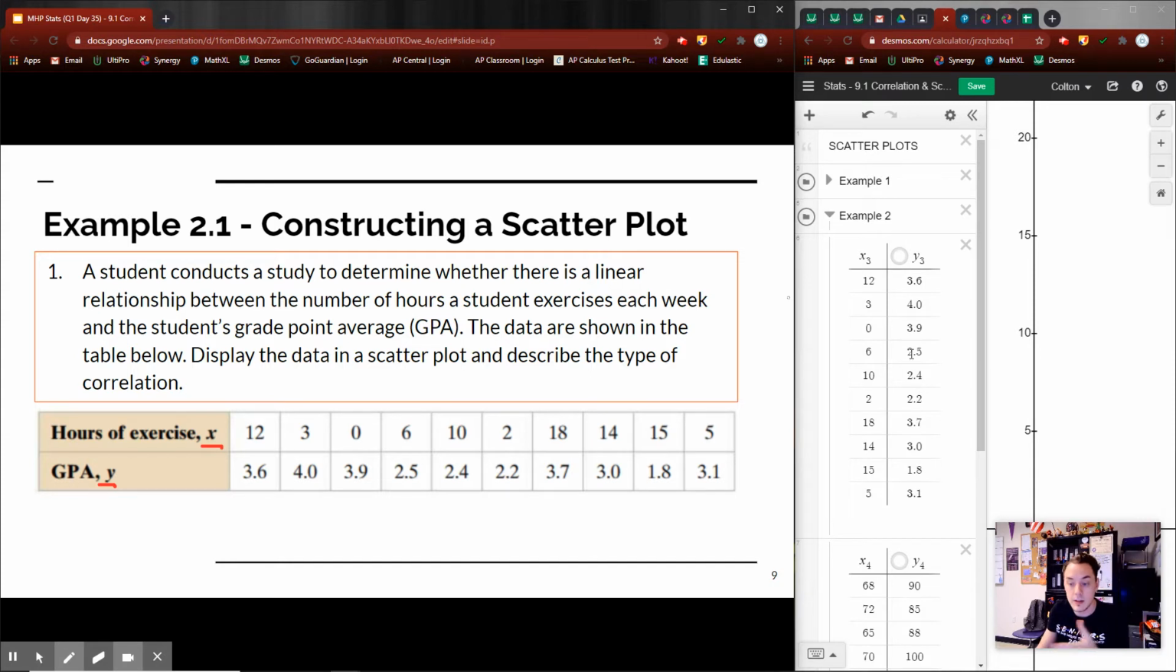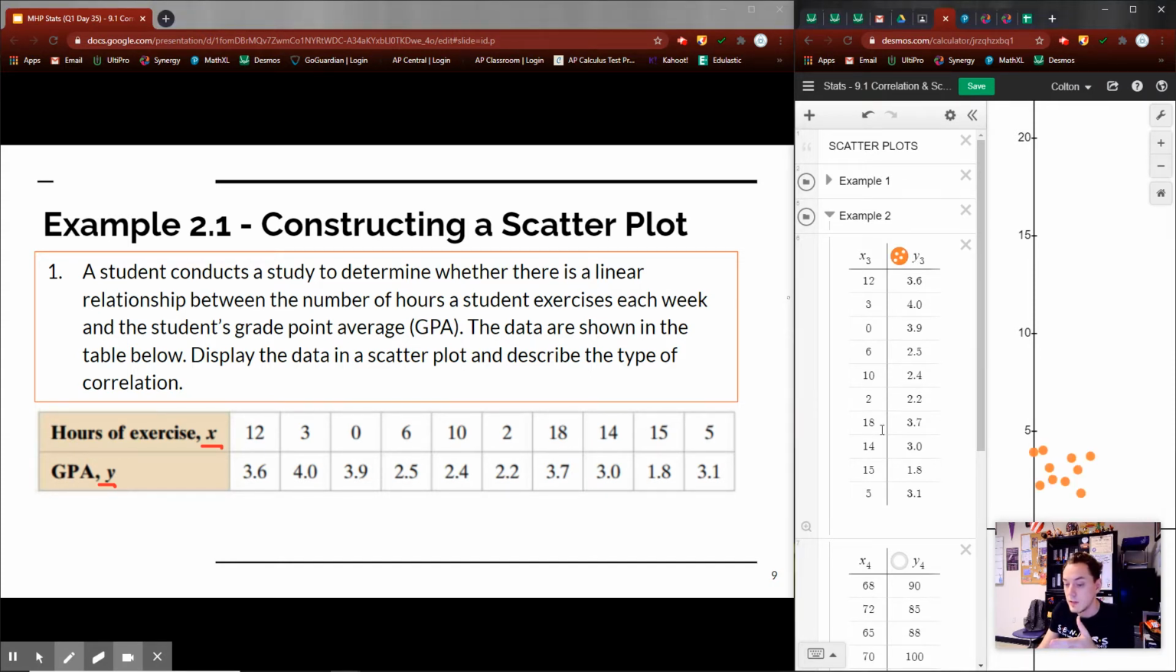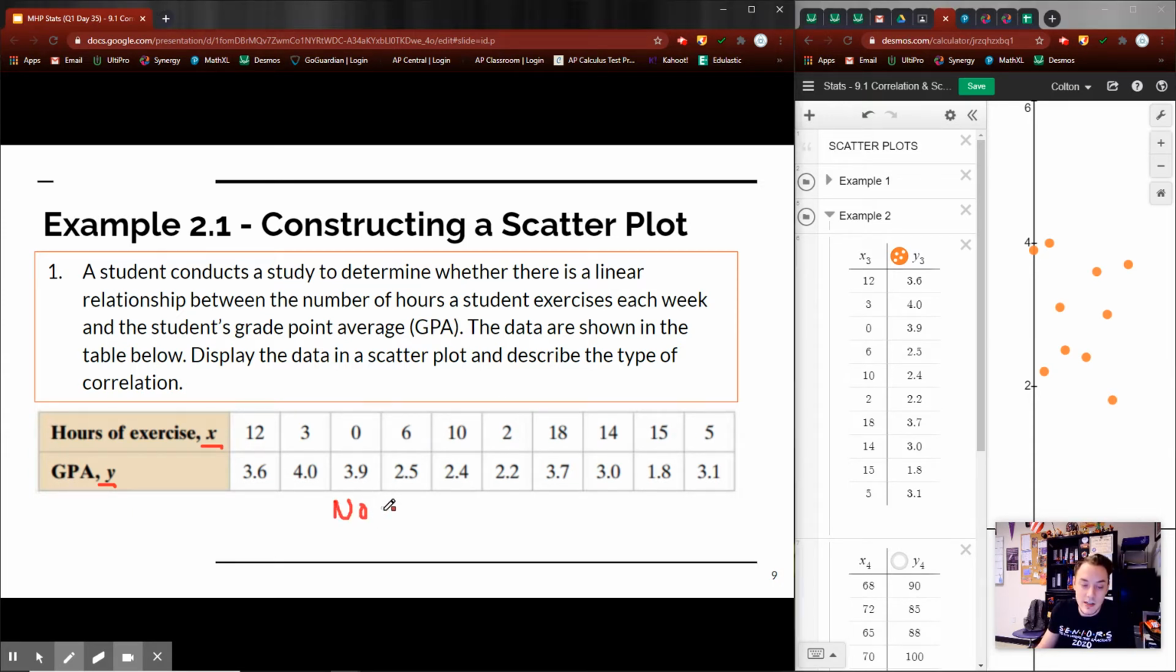Remember, just make a table and I can put them right here. And I click on it. Let's do zoom fit. Is that a correlation? No. Okay, that is not a correlation at all. So what I would say is no correlation. Okay, no correlation. That's my final answer. There's no correlation because it just looks like a big blob.